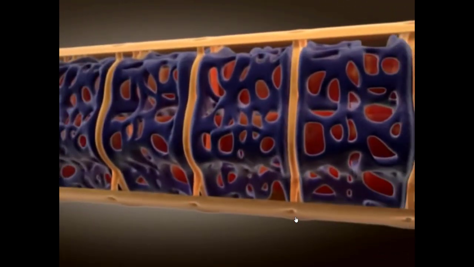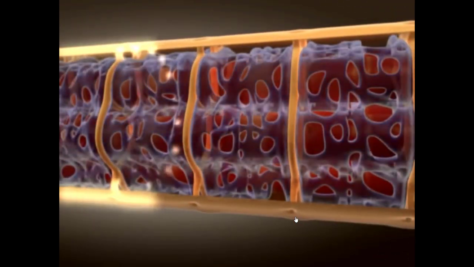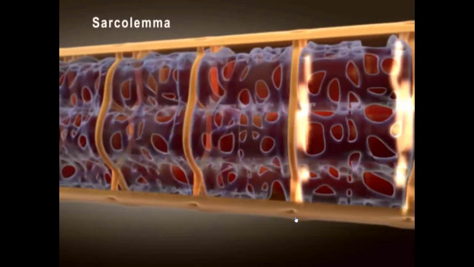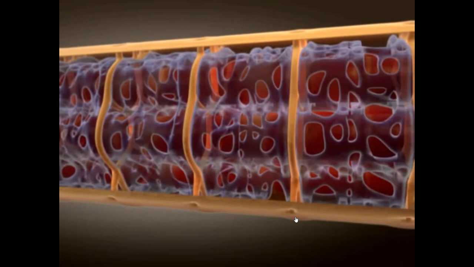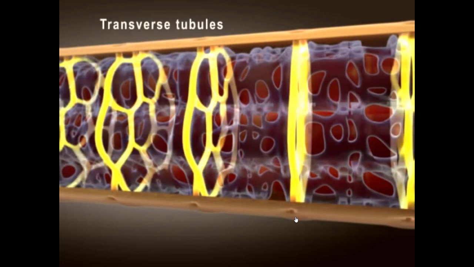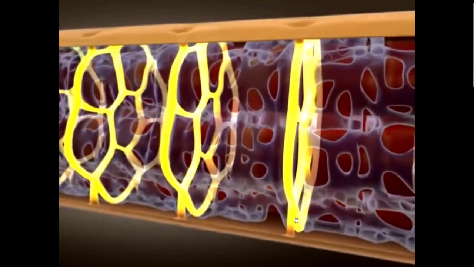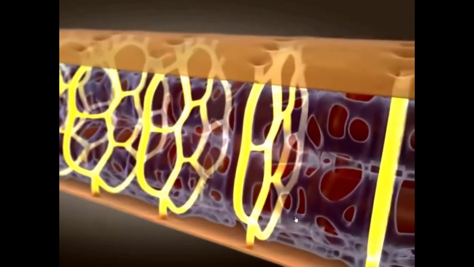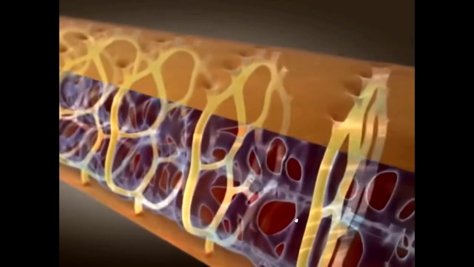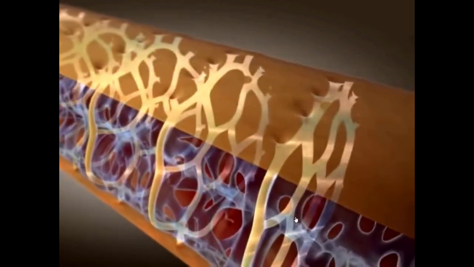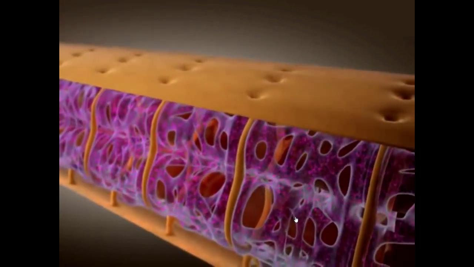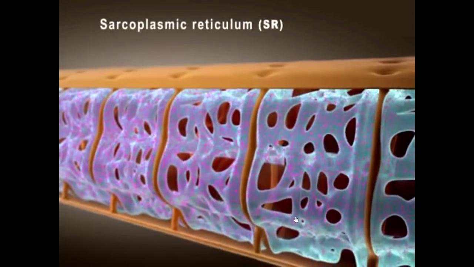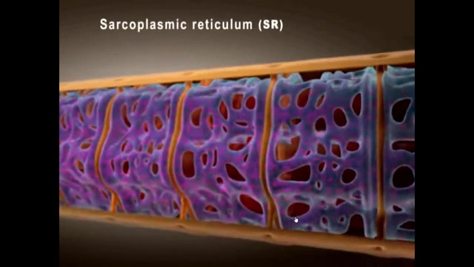If we look at a single muscle fiber, we see that an action potential travels across the entire sarcolemma and is rapidly conducted into the interior of the muscle fiber by structures called transverse tubules. Transverse, or T-tubules, are regularly spaced foldings of the sarcolemma that branch extensively throughout the muscle fiber. At numerous junctions, the T-tubules make contact with a calcium-storing membranous network known as the sarcoplasmic reticulum, or SR.